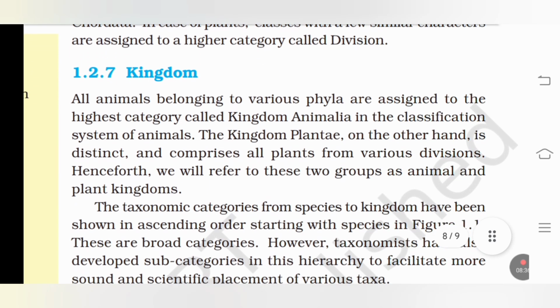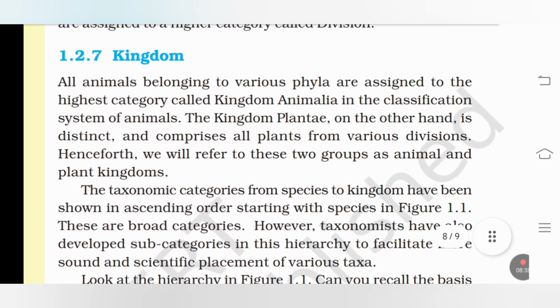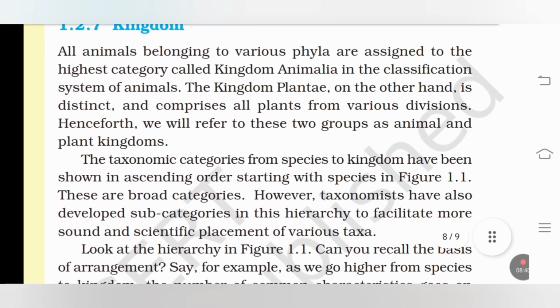In case of plants, classes with a few similar characters are assigned to the higher category called division. 1.2.7 Kingdom. All animals belonging to various phyla are assigned to the highest category called kingdom Animalia. In the classification system of plants, the kingdom Plantae, on the other hand, is distinct and comprises all plants from various divisions. Henceforth, we will refer to these two groups as animal and plant kingdom. The taxonomic categories from species to kingdom have been shown in ascending order starting with species in the figure 1.1. These are broad categories.